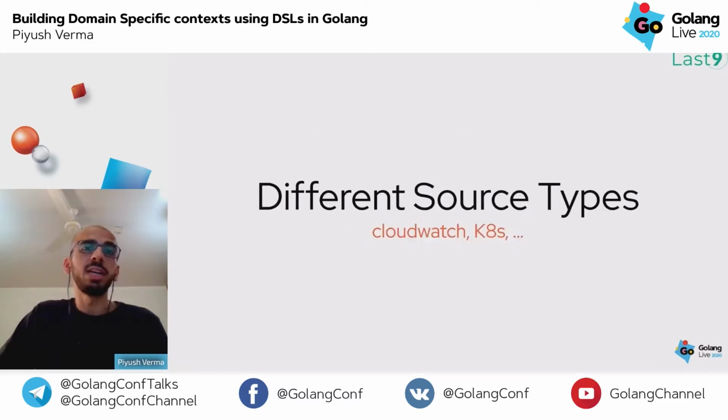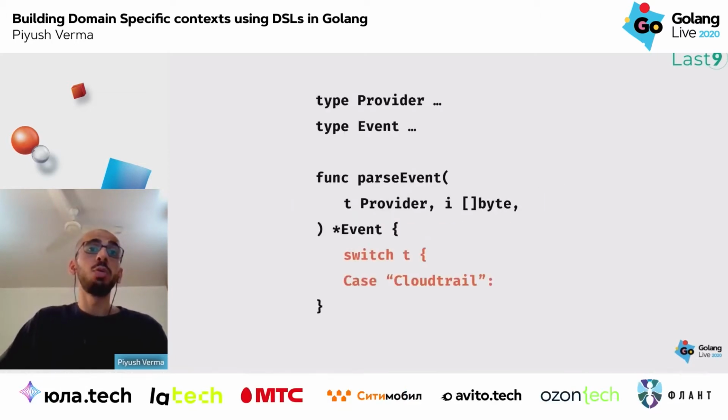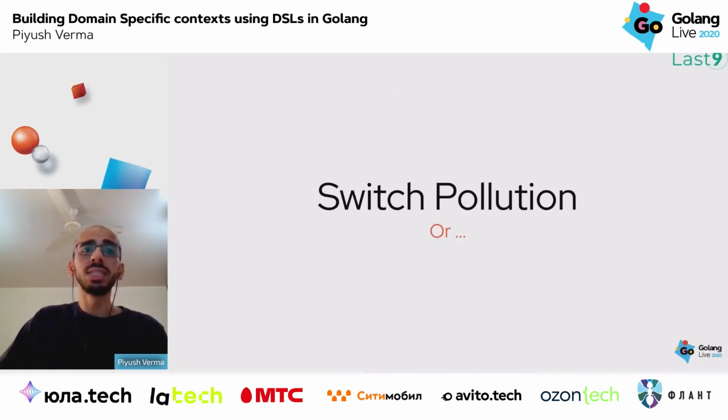But what about if I have to now start adding different source types? I was just talking about AWS right now. Now I'm adding to it, there is Kubernetes events as well. How will I do this? Will I do another switch, where I introduce a provider and I say that, hey, now the provider will do a switch. If it's of type CloudTrail, we do something. If it's of type K8s, we do something. This is resulting in a lot of switch pollution, right?